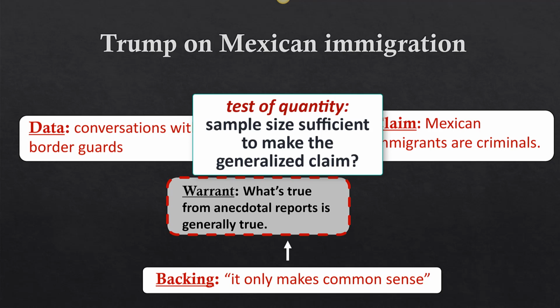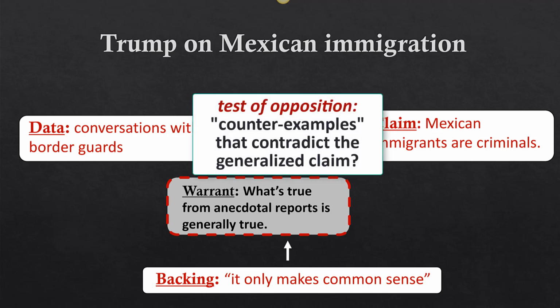We don't know how many people these border guards observed, and we don't know how many people those border guards observed relative to the overall number of folks who come across the border from Mexico into the United States. And we don't know whether or not the people that these border guards observed is a representative cross-section of that population. It could be a very small and very atypical type of person that's coming over the border that these border guards are observing. So we just don't know based on the information that Trump is providing in the argument.